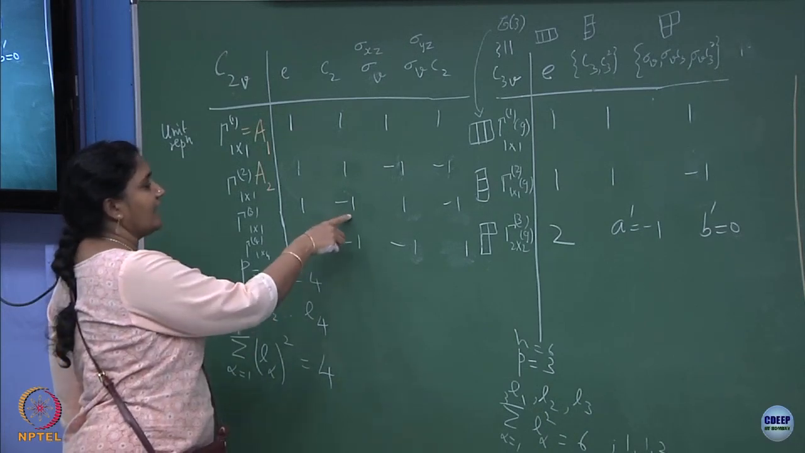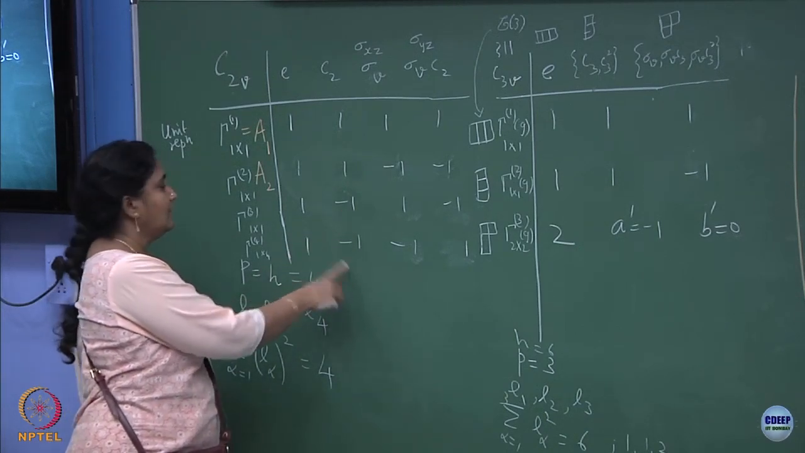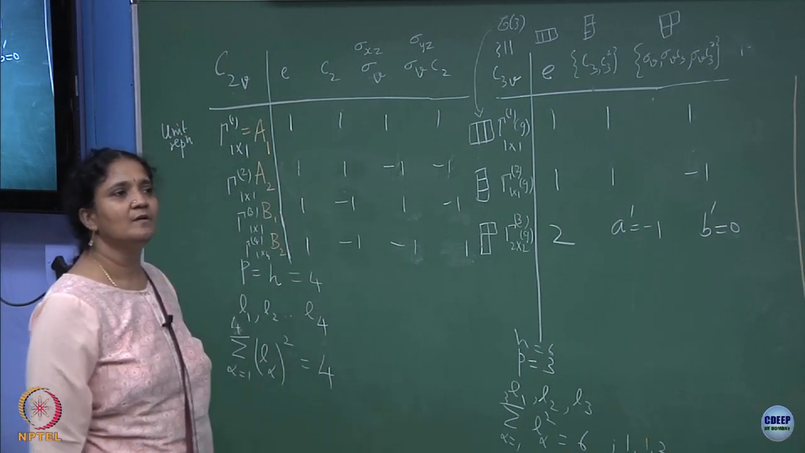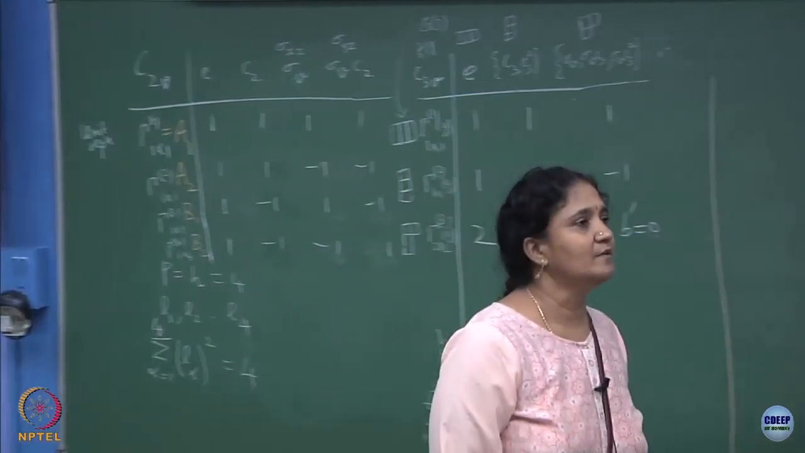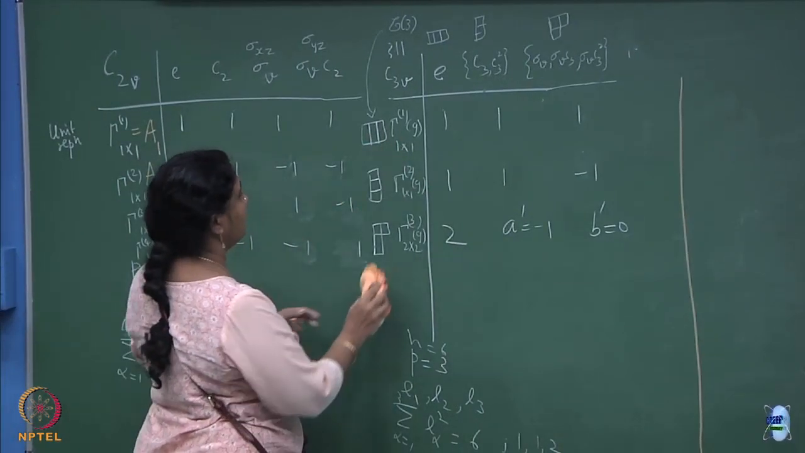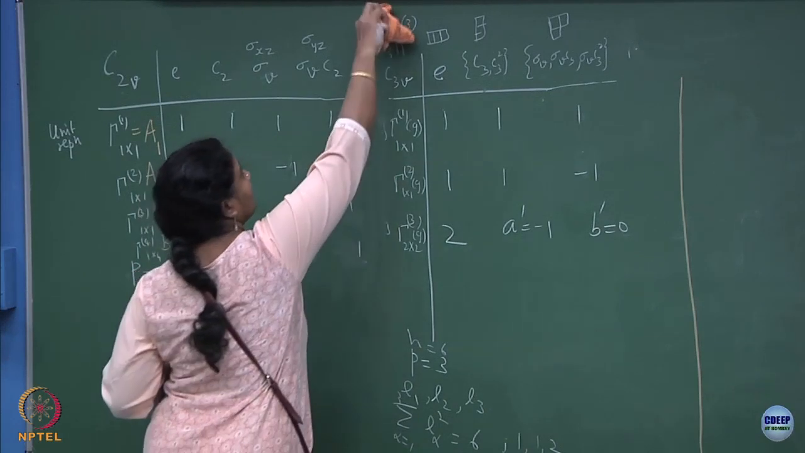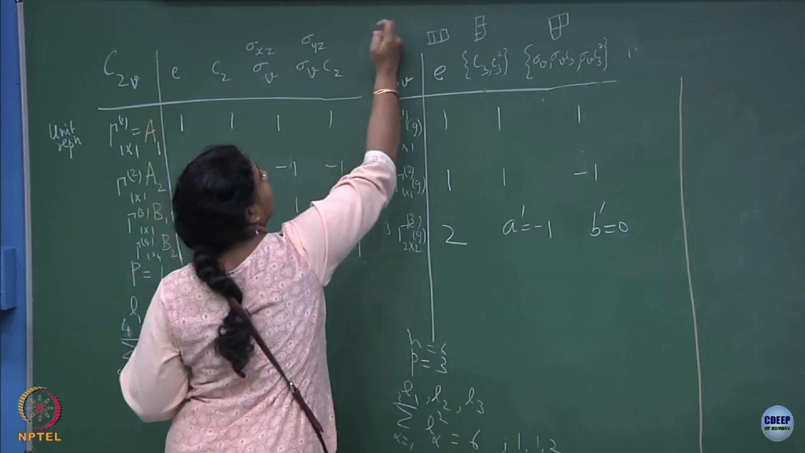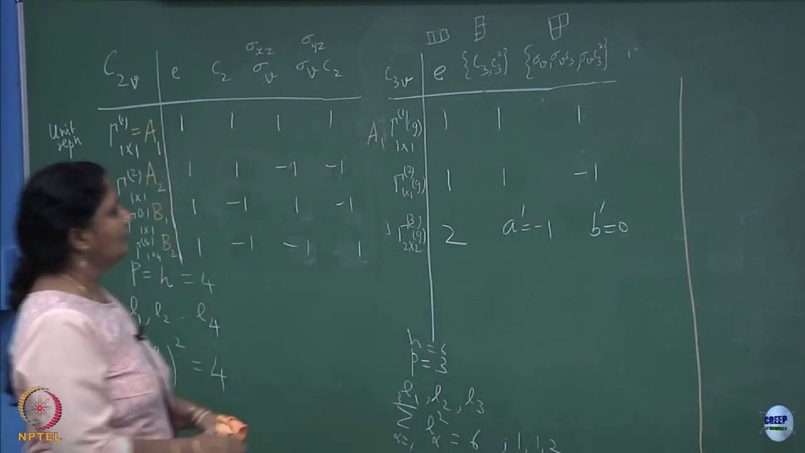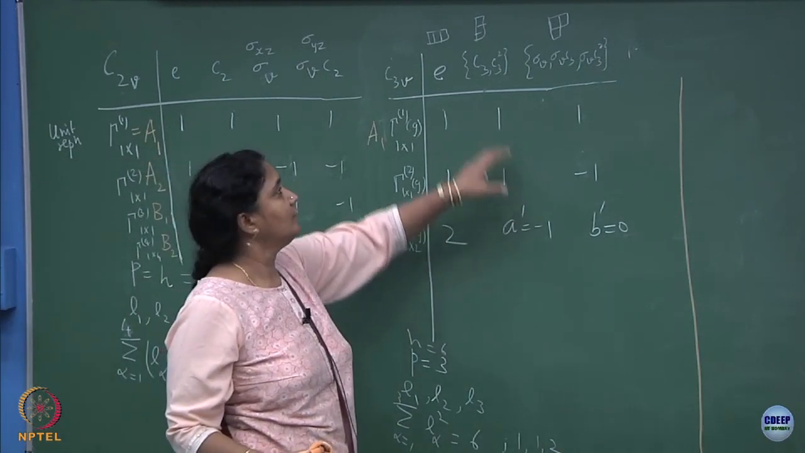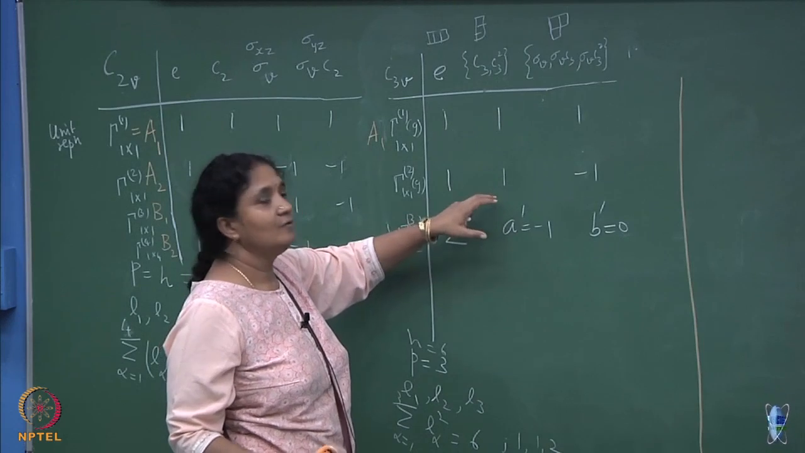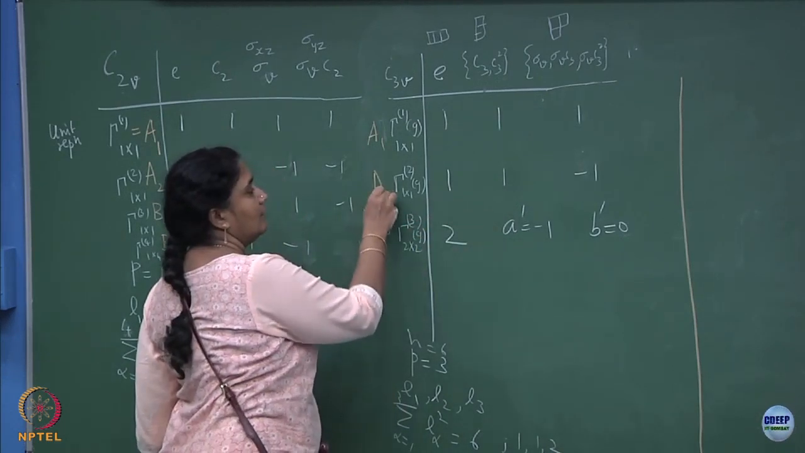If the principal axis character is minus 1, you call it by the symbol B. So, B1 and B2 is one way of writing the symbols. So, here also, let me now remove the symmetric group. This one will be A1. What will this be? The principal axis is a threefold axis, that also has a plus 1. So, this will be again A.